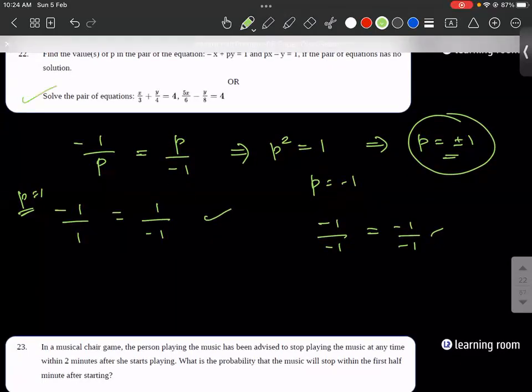So solve the pair of linear equations. Can you solve this? You can use the elimination method. What would be the answer? 4x plus 3y is equal to 12 into 4 is 48. 40x minus 6y is equal to 48 into 4 is 144.